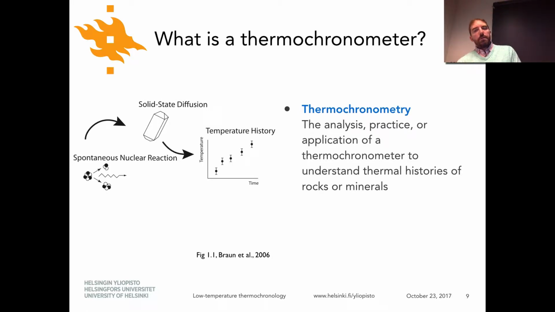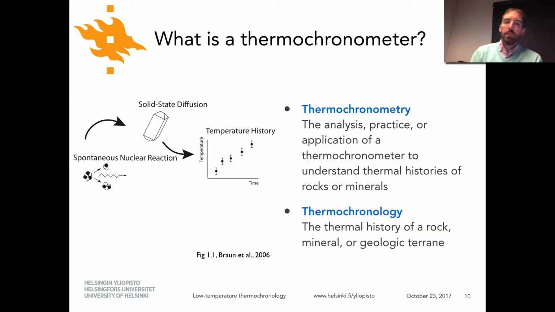The science for thermochronometry is basically just an analysis of this kind of thermochronometer data to understand thermal histories of rocks or of minerals. So this is more or less the interpretation of the data you can get from a thermochronometer, and that's probably not a big surprise. Just to make a distinction, in my experience, people use thermochronometry and thermochronology as essentially interchangeable. They're quite similar. If you care to have a different definition, you can say that thermochronology is the thermal history of a rock, mineral, or geological terrain. So it's not necessarily exclusively related to analyzing the data from thermochronometers, but rather just the thermal history itself.